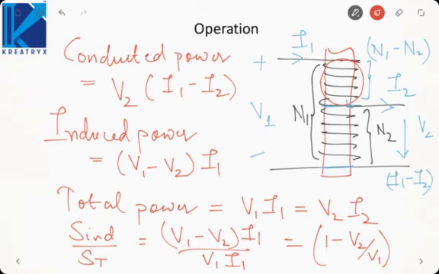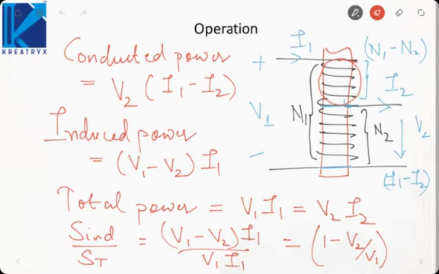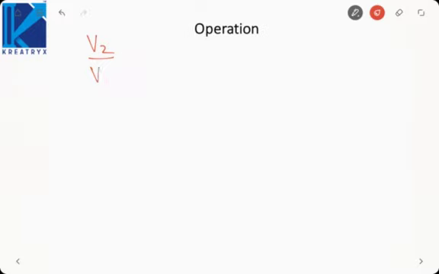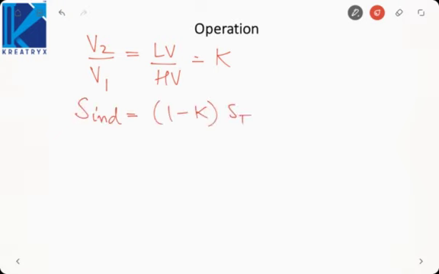Now if you see, V2 has a lesser number of turns, that means it is a lower voltage. V1 is across N1 turns and V2 is across N2 turns. That means V2 by V1 is low voltage by high voltage, which is my transformation ratio K. So induced power is equal to 1 minus K times total power. And conducted power would be total power minus induced power, which is equal to K into total power. So that is how the power is being transferred by two mechanisms: one is by induction and one is by conduction.